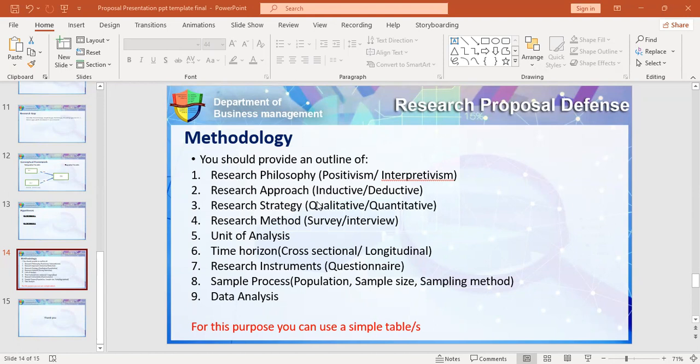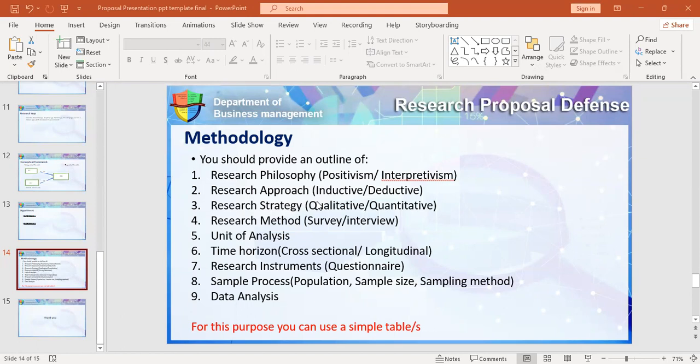Research instrument, that can be a Likert scale questionnaire. Then sample. So you must decide your population. Population is the entire group of people affected by your research. Then sample means from that large group, we are going to select a few, whom we can use to collect data.